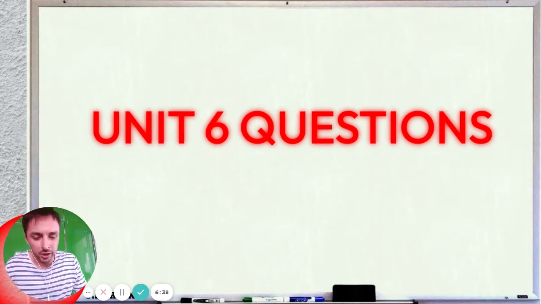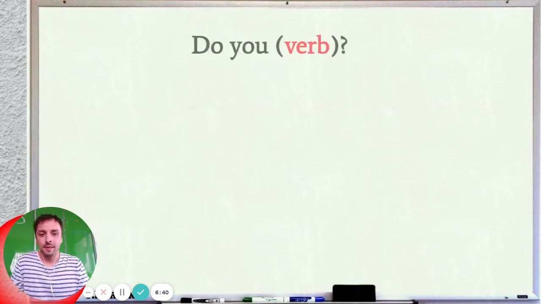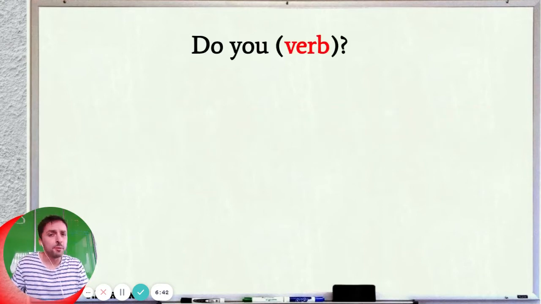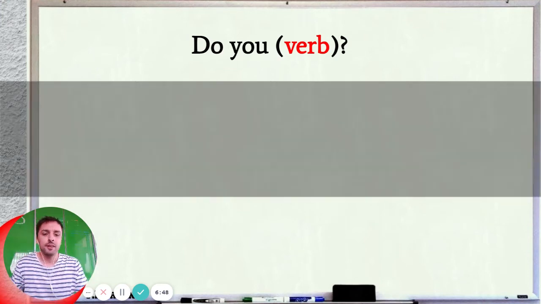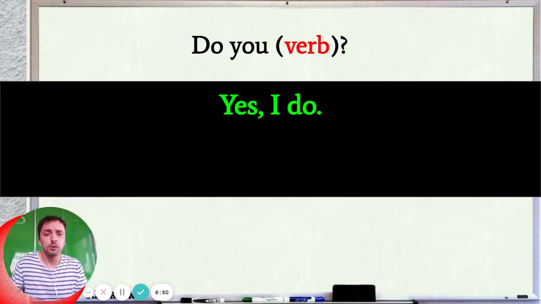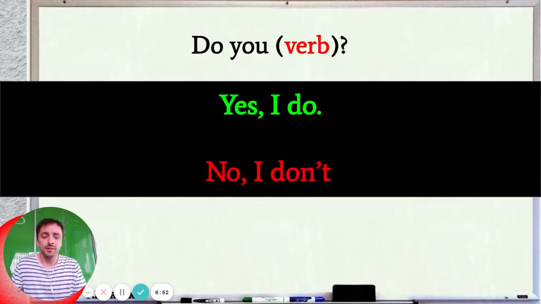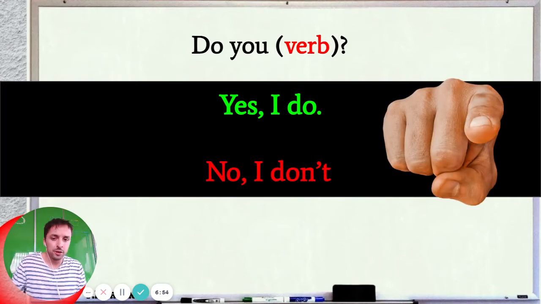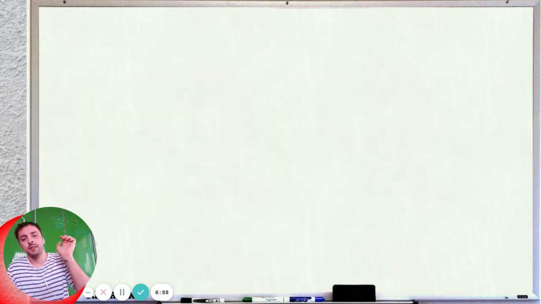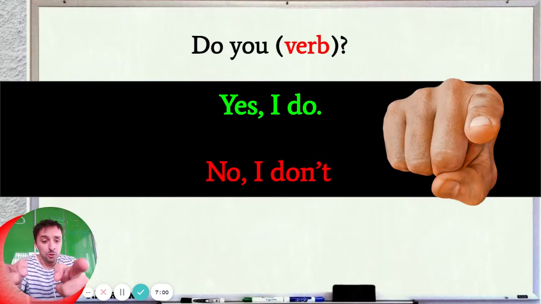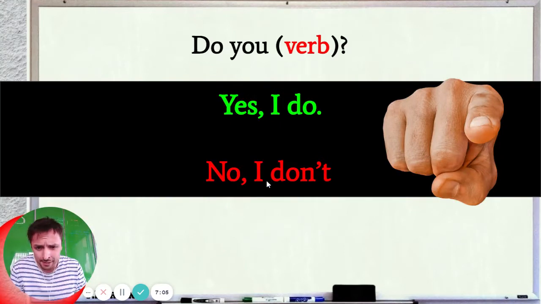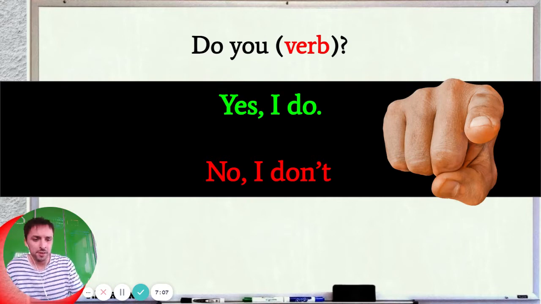Unit 6 questions. Okay, so it's do you verb. Remember, do you have, do you want, do you like, do you see, do you remember? The answers are always yes, I do, or no, I don't. And that's the you. Do you. I'm asking you. And because I'm asking you, you say I. You have to say I, because you're talking about yourself.